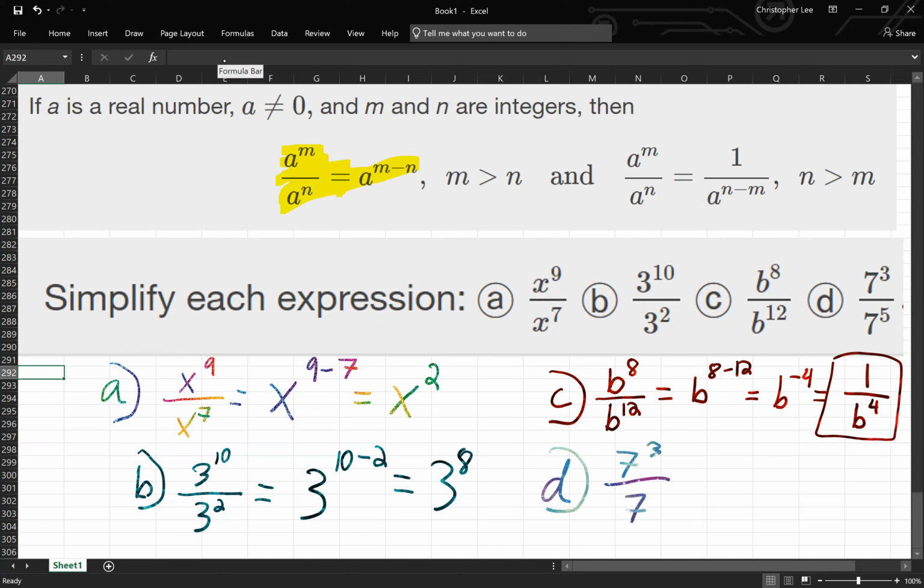Anyway, so I have 1 over y to the negative 4 power. What does that become? 1 over y to the 4th, which is, what's the answer? Y to the 4th power. Very good.